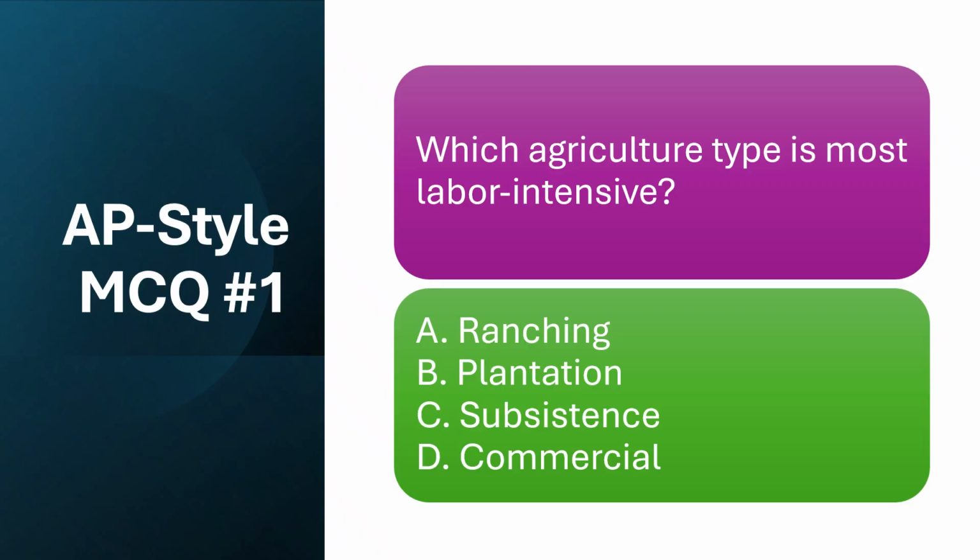Let's look at some questions. Question 1. Which agriculture type is most labor intensive? Is it A, ranching, B, plantation, C, subsistence, or D, commercial? I'll give you 10 seconds. Please make your choice.